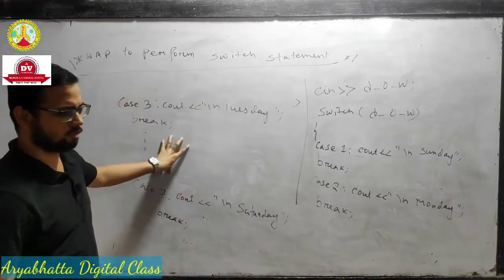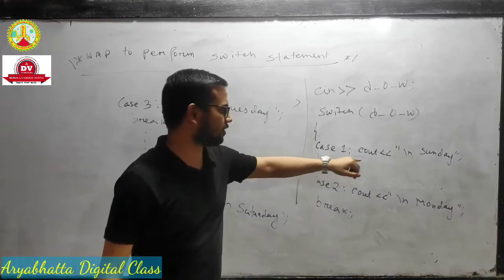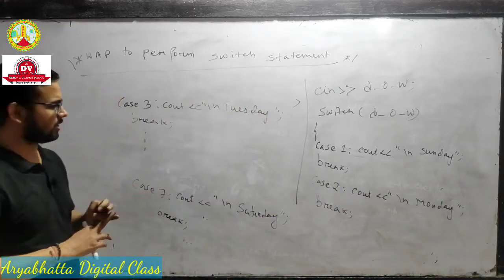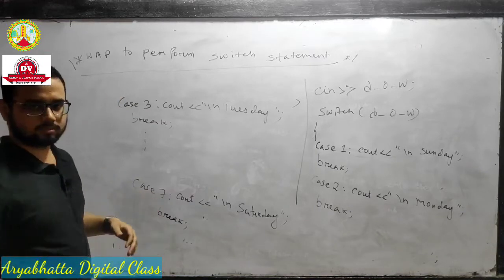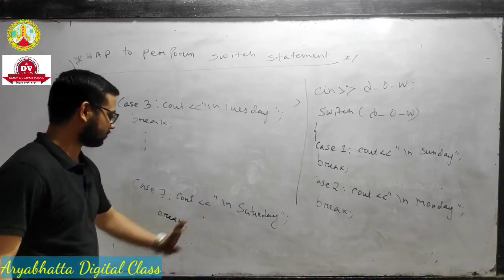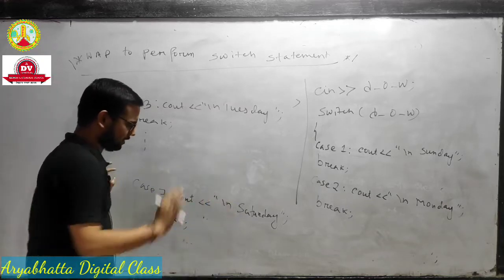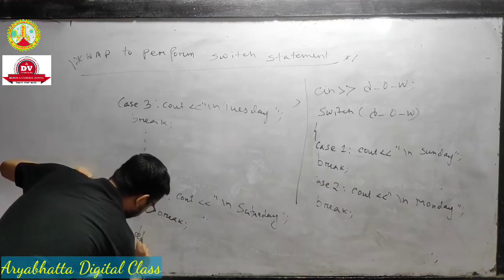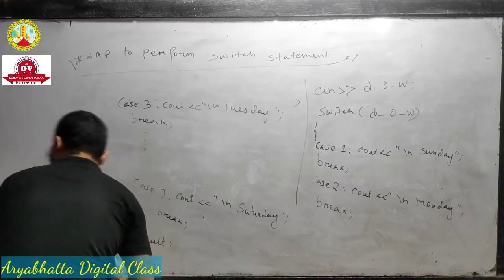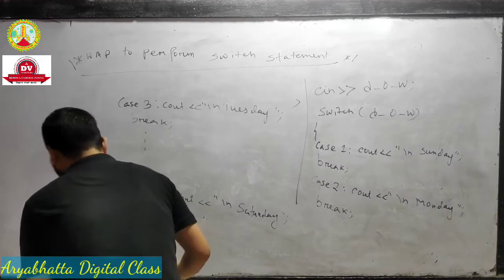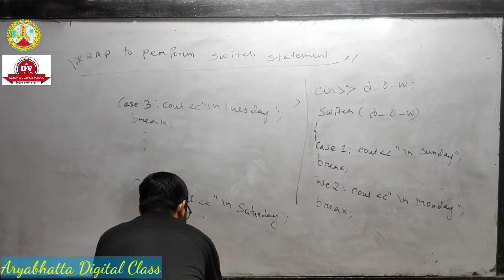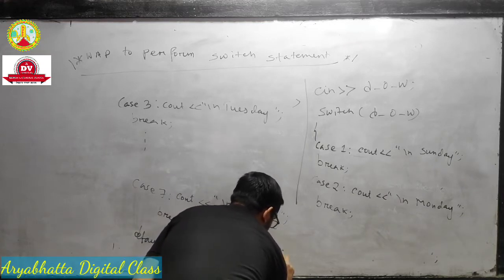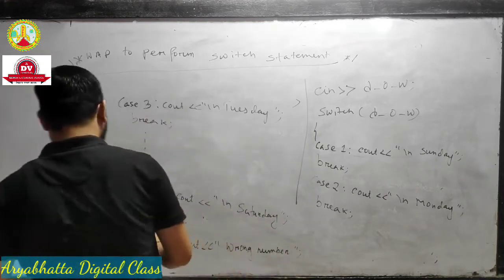In the middle I am not writing this portion, but you already understood. Case 1 is for Sunday, case 2 is for Monday, like that. Case 3 Tuesday, case 4 Wednesday, like that. Case 5 Thursday, case 6 Friday, and last one is Saturday. Okay, and last one is default. Default means wrong number. Default is wrong number.